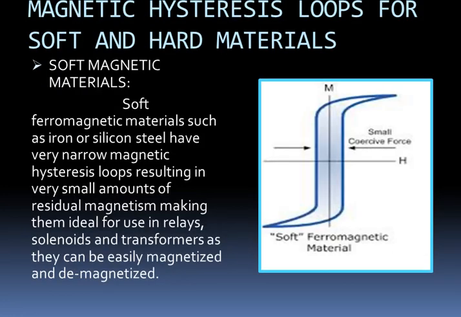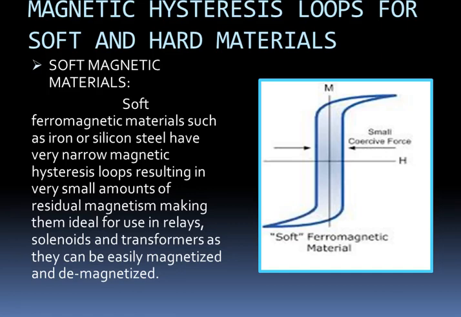Dear students, as you all know, some magnetic materials are soft, whereas some magnetic materials are hard. Now here a question arises in our mind: explain the magnetic hysteresis loops for soft and hard materials. So the answer to this question is that the hysteresis loop for soft magnetic material has a small loop area. So we will discuss them one by one.